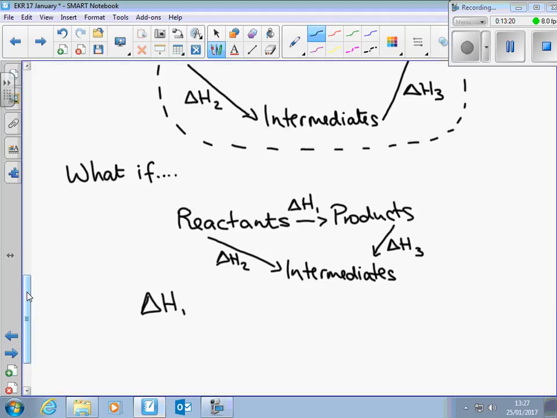Well, the energy change for a reaction is the same number, whichever way it goes, but you will remember back for endothermic, exothermic, you could reverse a reaction and all you do is change the sign. So the important thing that you could do here is that there is a potential reaction that goes that way. And what's its energy change? It's the minus version. So it's minus delta H3.